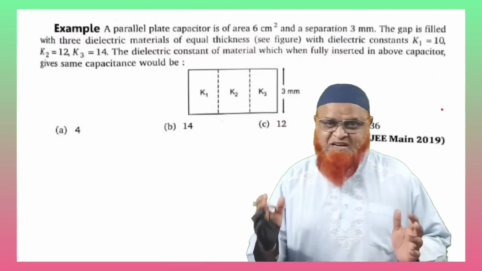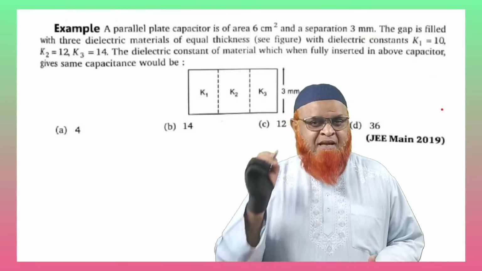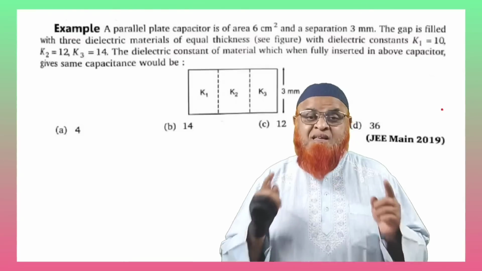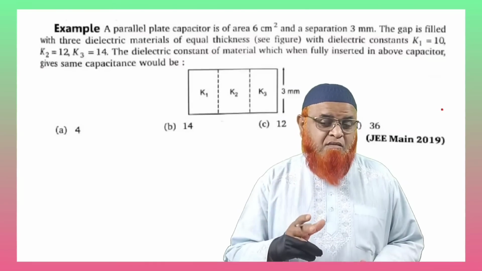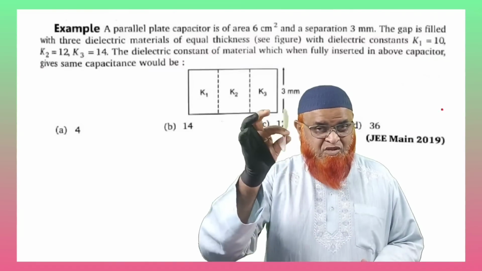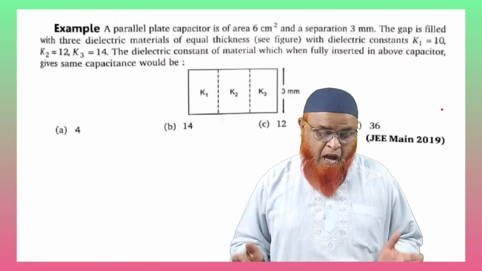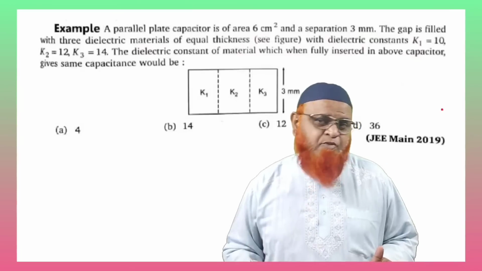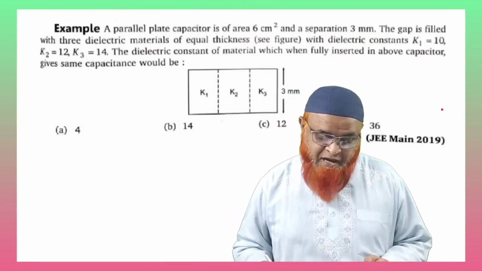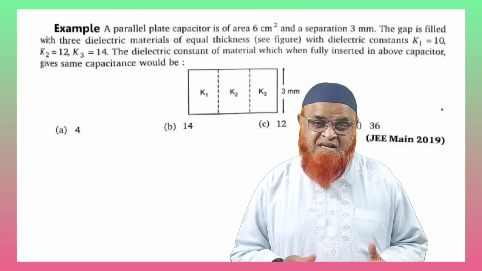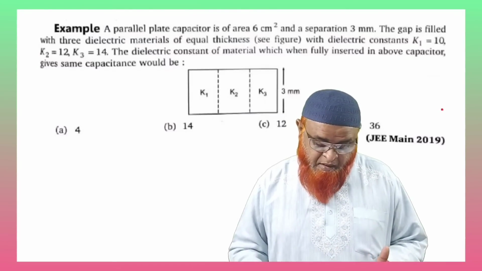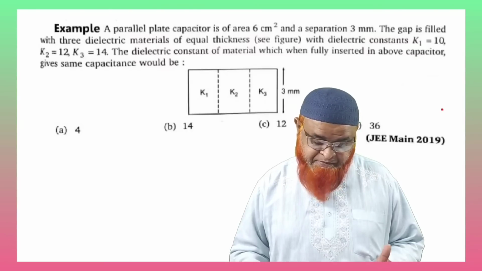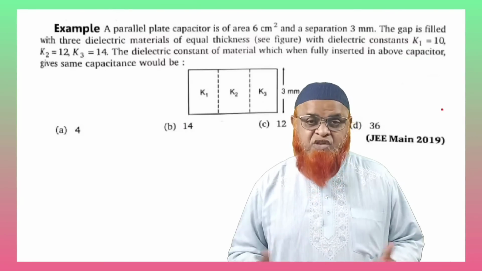My dear students, how are you going to solve this problem without solving the problem? Yeah, what I am telling is correct. This problem can be solved in fraction of seconds without pen and paper only. How? Try to understand the problem first. It is a parallel plate capacitor having areas. So the area of cross section of 3 capacitors is going to be the same. And their separation is going to be 3 mm.